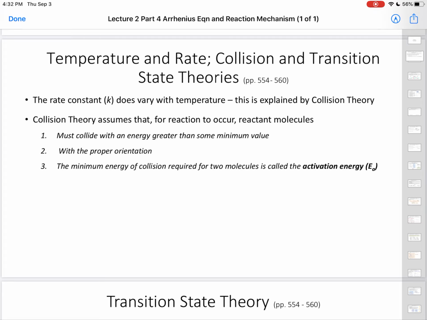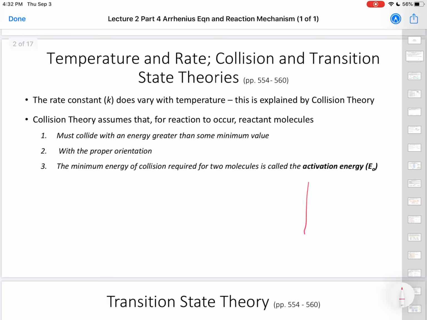This can be explained by something called collision theory, and collision theory assumes that for a reaction to occur, the reactant molecules must collide with an energy greater than some minimum value with the proper orientation, and the minimum energy of collision required for the two molecules is called the energy of activation. Okay, so let's look at what these three tenets are talking about.